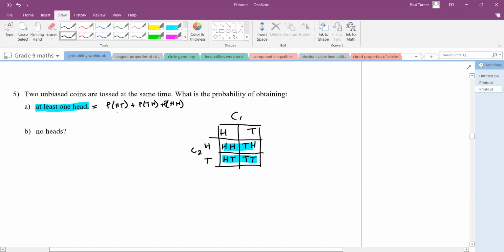And we have 1 of each. So this is a quarter, quarter, quarter. So 3 quarters. So 3 out of these have at least 1 head. See, 1 head, 2 heads is fine. The minimum you need is 1 head. There's a head here, there's a head here. Okay, so the probability of no heads is the same as 2 tails, isn't it? Tail, tail. So that is 1 out of 4.